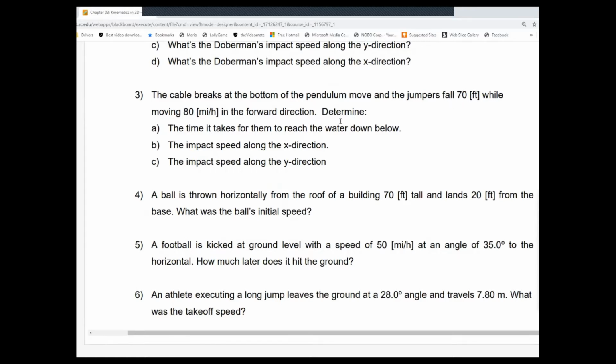So figure out the time it takes for them to reach the water down below, the impact speed in the x direction, the impact speed in the y direction. You can figure out how far along the horizontal direction they will land. You can figure out the total impact speed, and then you can also figure out the angle of impact. So just make sure that you know how to do all of them. Those are the things that you can actually figure out. These guys are doing a pendulum move.